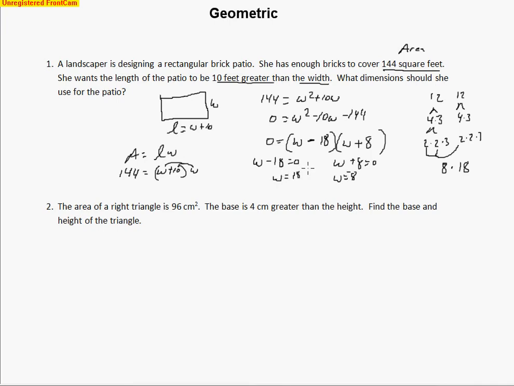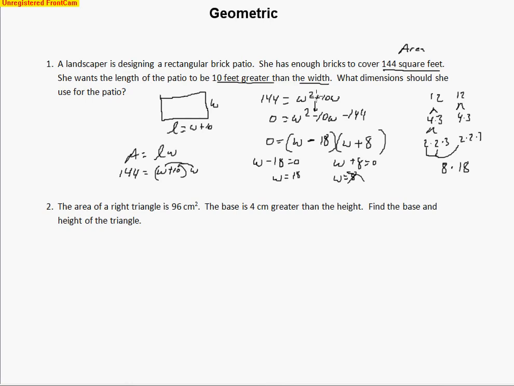That's fine if it was just a regular problem, but this is a geometry problem. This is a problem that actually has some true meaning, so we aren't going to use the negative numbers. We're just going to use the positive numbers. And here I see an error. It doesn't make sense because the length has to be 10 longer, so I'm going to switch that.